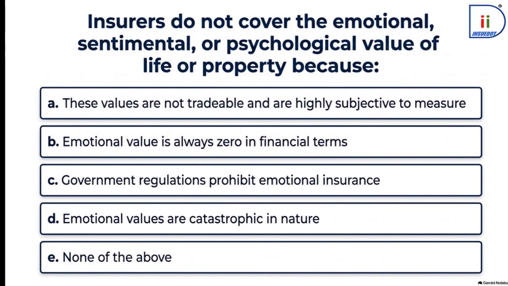Question number 1. Insurers do not cover the emotional, sentimental, or psychological value of life or property because... Read all the options. Have you chosen the answer? Pause the video if you need some more time.